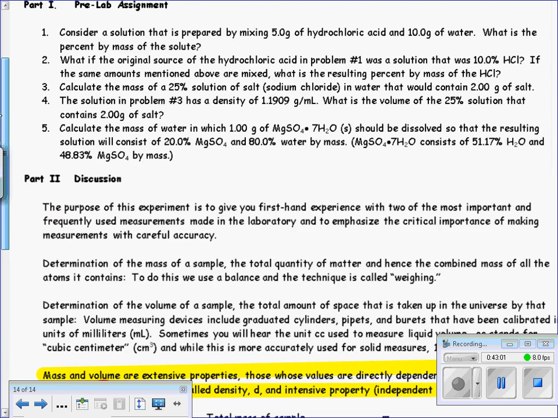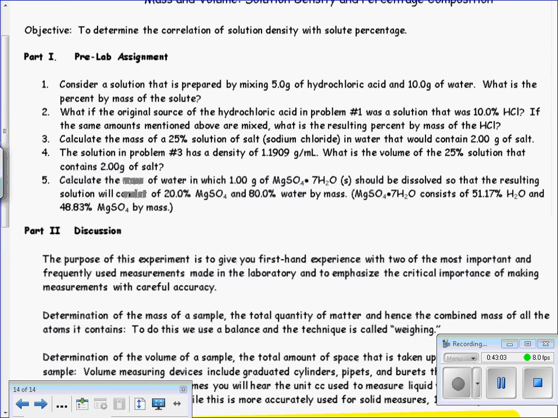Yesterday we had some people lined up at the scales. If you want to come in at lunch or after school, you can mass out all your magnesium sulfate. It'll take you 5 or 10 minutes, and you can start dissolving them if you want to. I will tell you they do take a while to dissolve if you want to do any of that today.